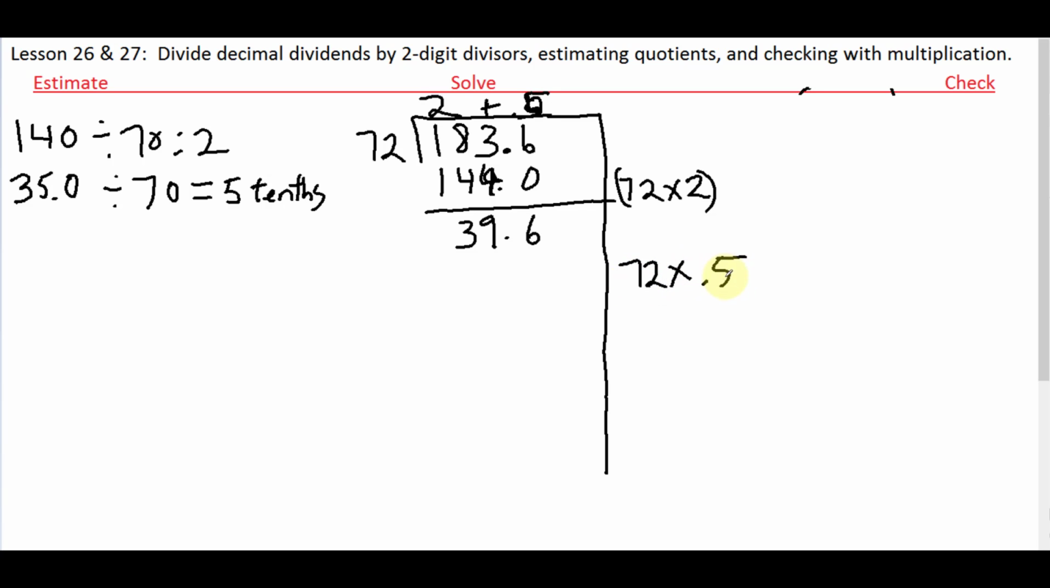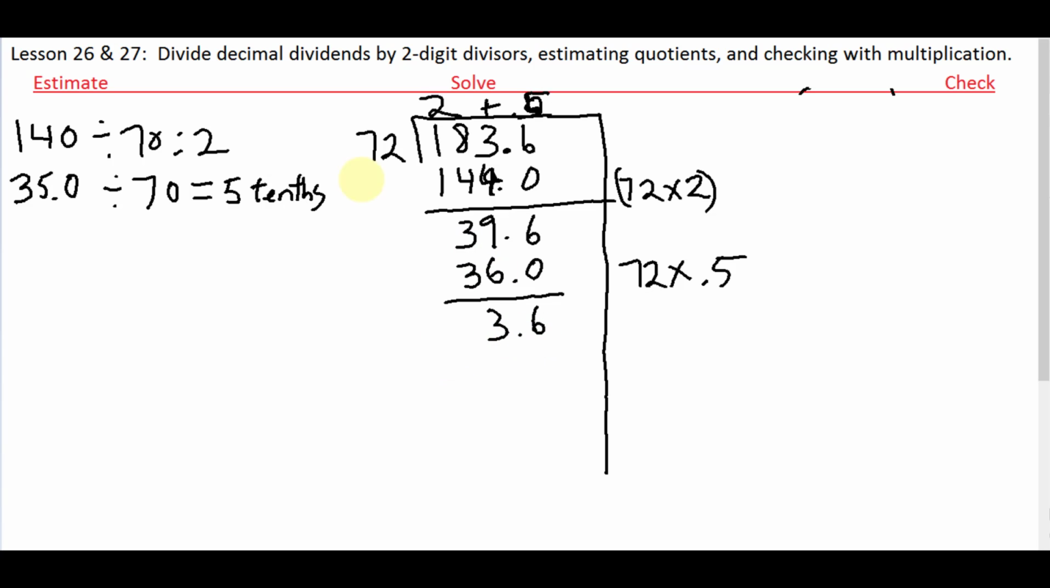and that is going to be 5 times 7, 350. 5 times 2 is 10, so that's going to give me 360 tenths, which renamed equals 36. We're going to go ahead and subtract that. We have 6 and 3. I now have 36 tenths remaining.